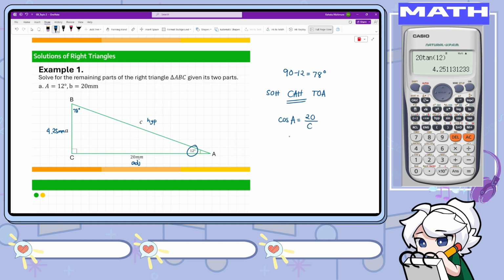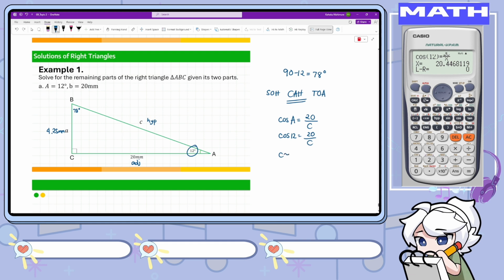You can also use your calculator again to do the following, where cosine 12 is equal to 20 over C. Let me use the trick that I just taught you. Input cosine 12, press alpha, then calculate to have equals. Then input the fraction, wherein you have 20 over alpha, then close parentheses for x, then shift solve. Then the value should be approximately, C is approximately 20.45 millimeters.